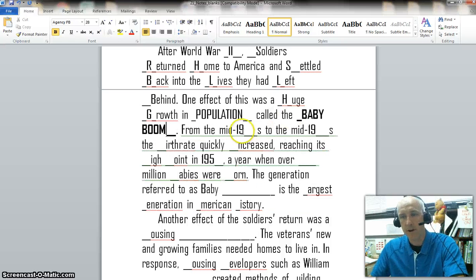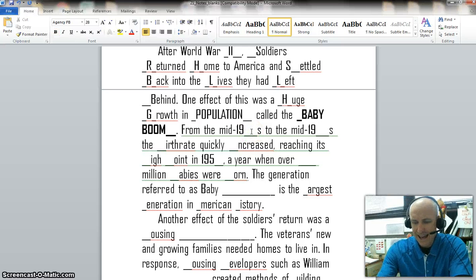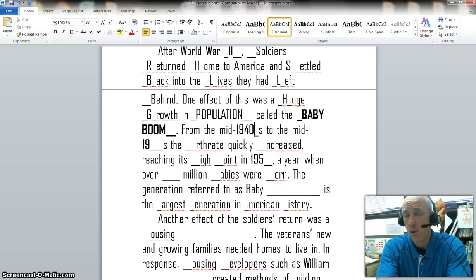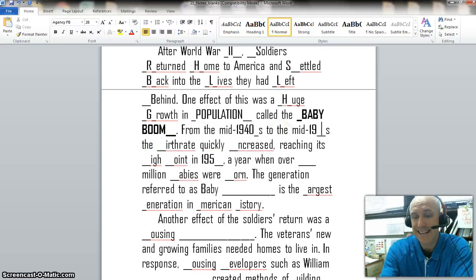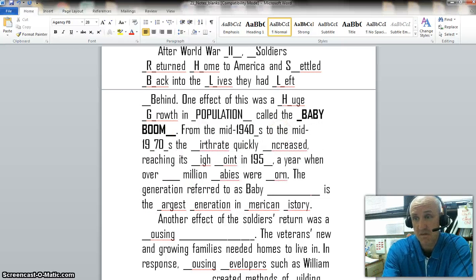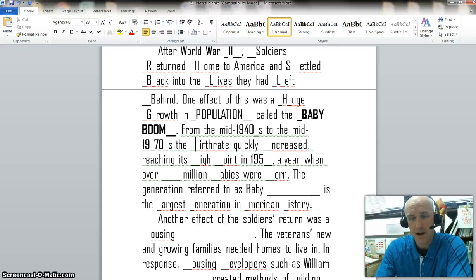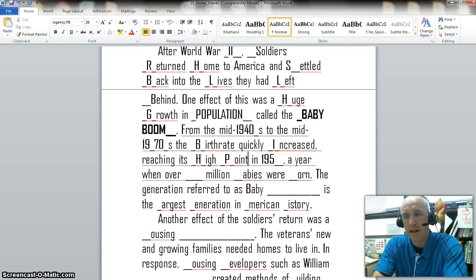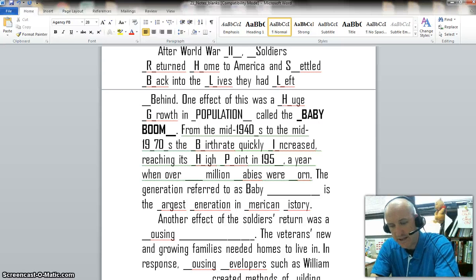The baby boom happened from the mid-1940s, because World War II ended in 45 and the soldiers came home, all the way to about the mid-1970s. So it's going to happen for a long time. The birth rate quickly increased, reaching its high point in 1957.